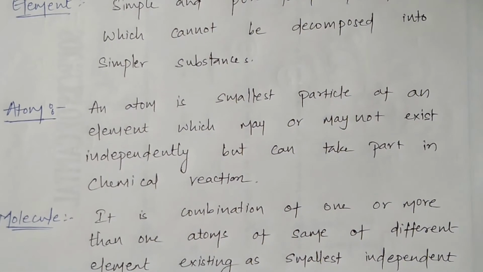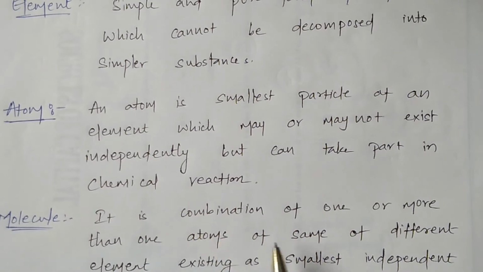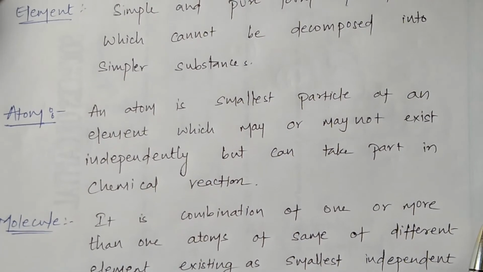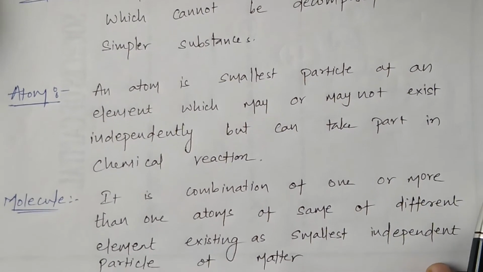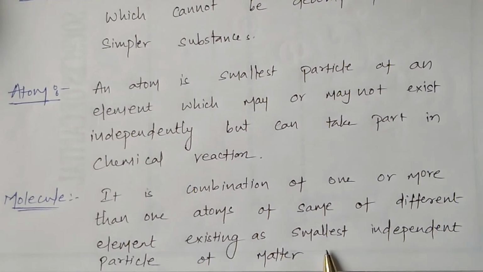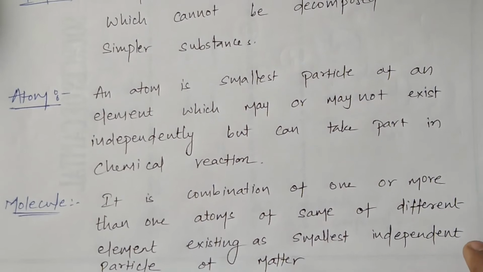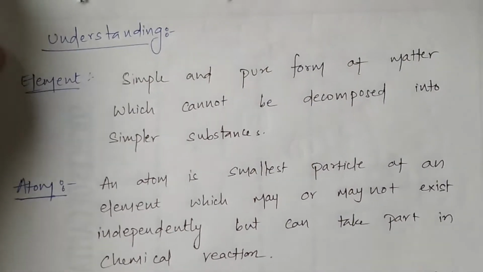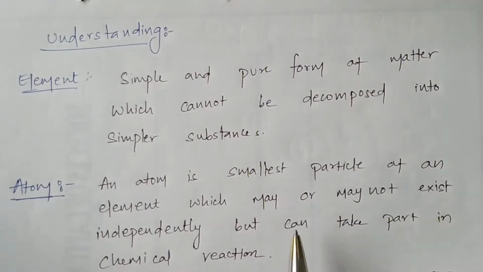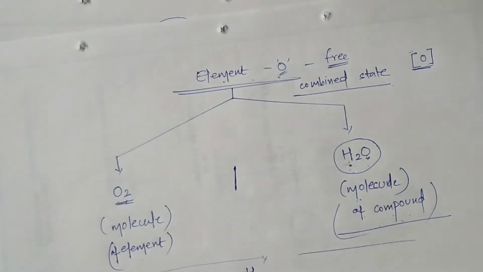Then comes the molecule. The molecule is the combination of one or more than one atoms, of the same or different elements, existing as the smallest independent particle of matter. So these are all the definitions. Now we will understand with examples what all these things actually mean.